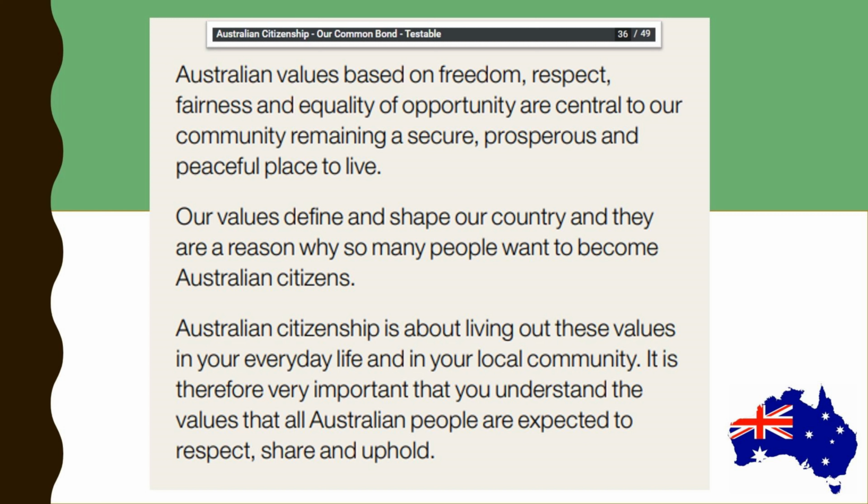Our values define and shape our country, and they are the reason why so many people want to become Australian citizens. Australian citizenship is about living out these values in your everyday life and in your local community. It's therefore very important that you understand the values that all Australian people are expected to respect, share, and uphold.